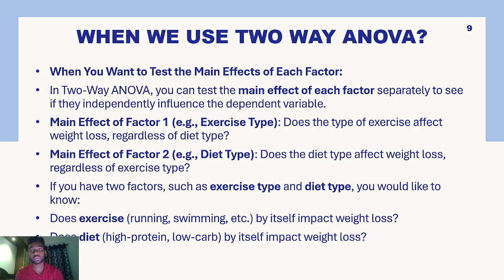When do we use two-way ANOVA? When you want to test the main effect of each factor. In two-way ANOVA, you can test the main effect of each factor separately to see if they independently influence the dependent variable. Main effect of factor 1: does the type of exercise affect weight loss regardless of the diet type? Main effect of factor 2: does the diet type affect the weight loss regardless of exercise type?